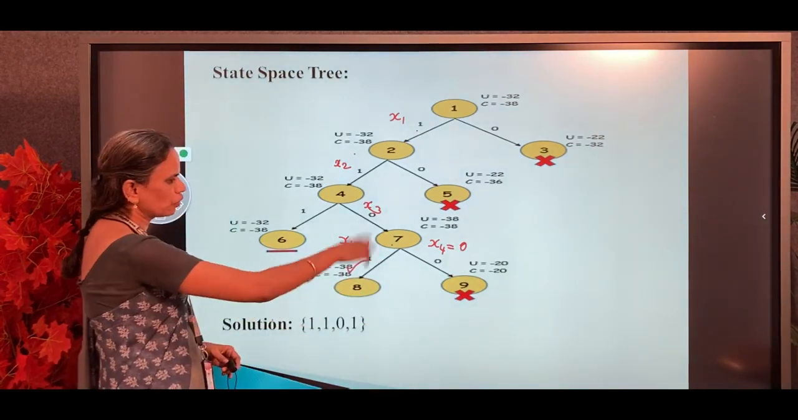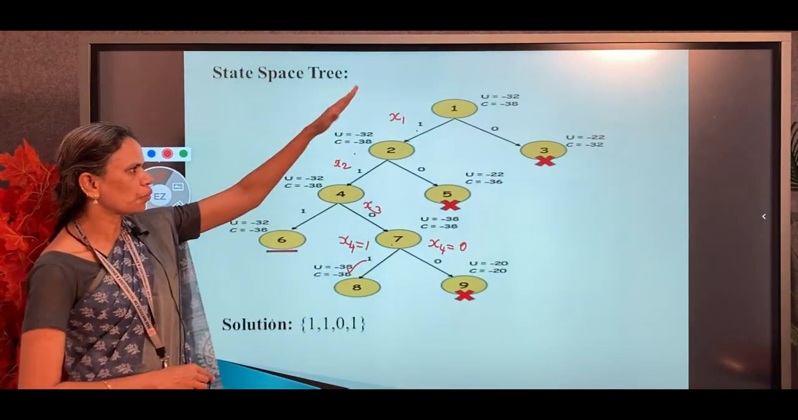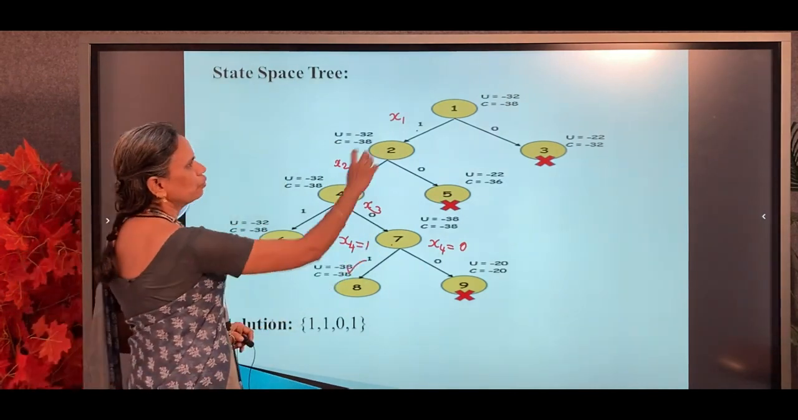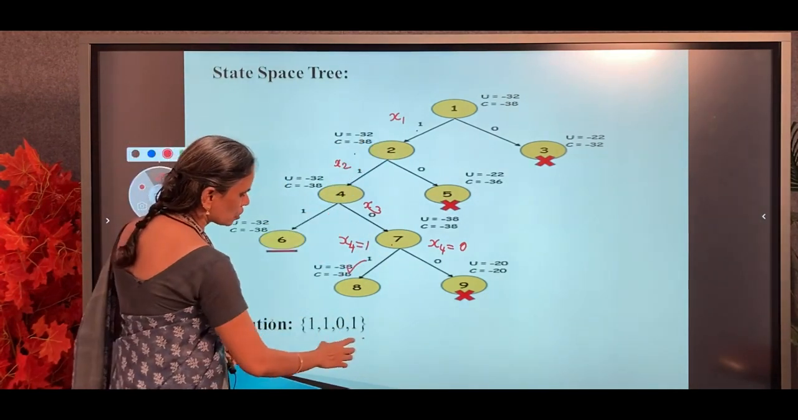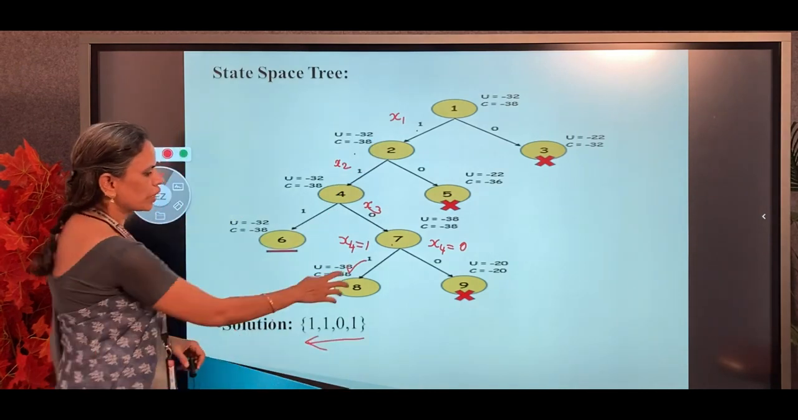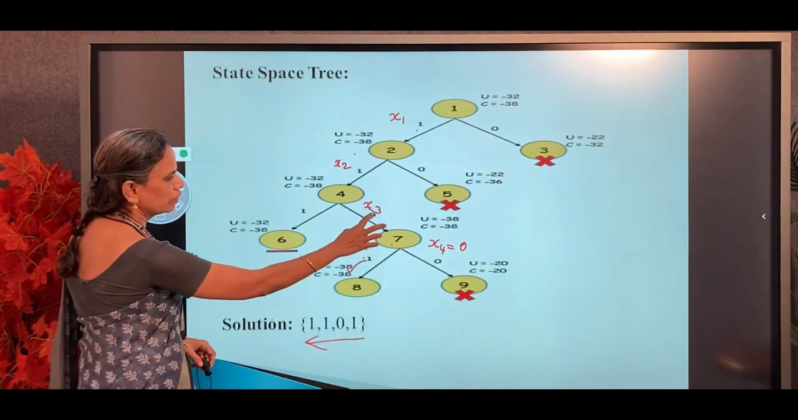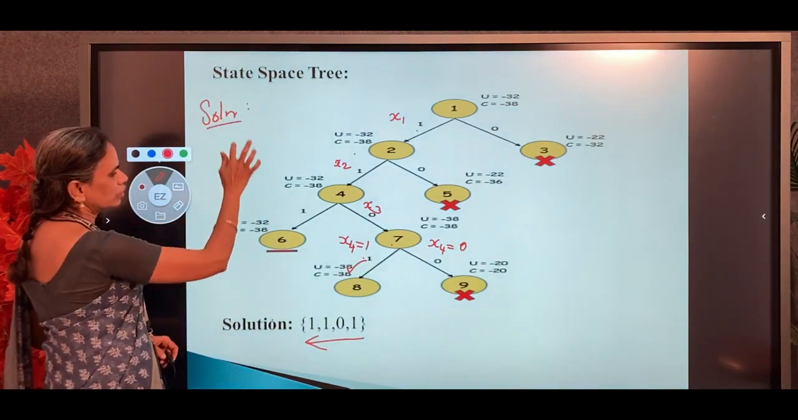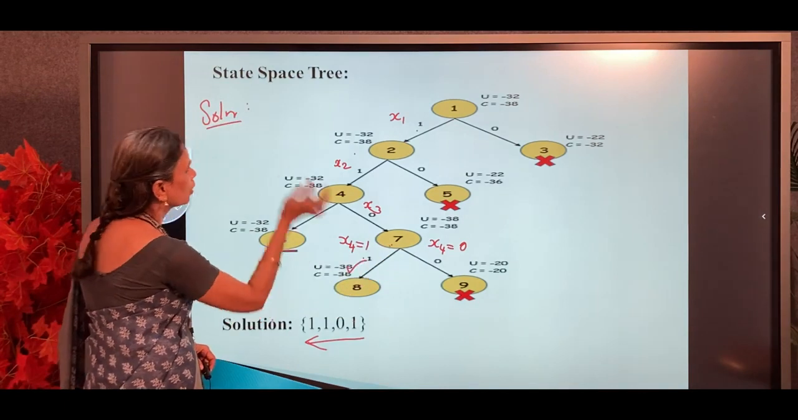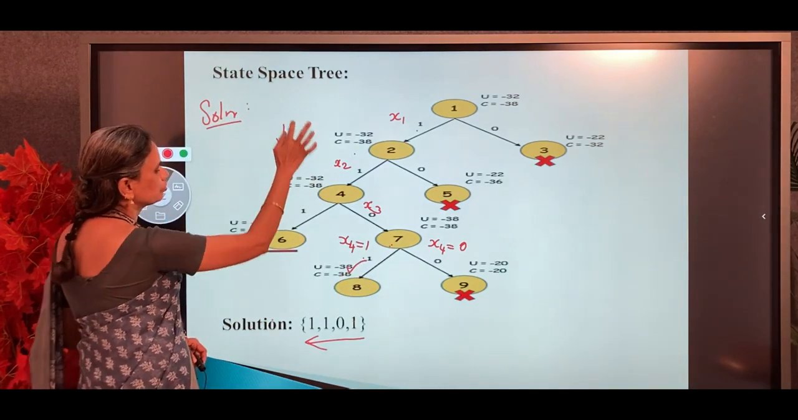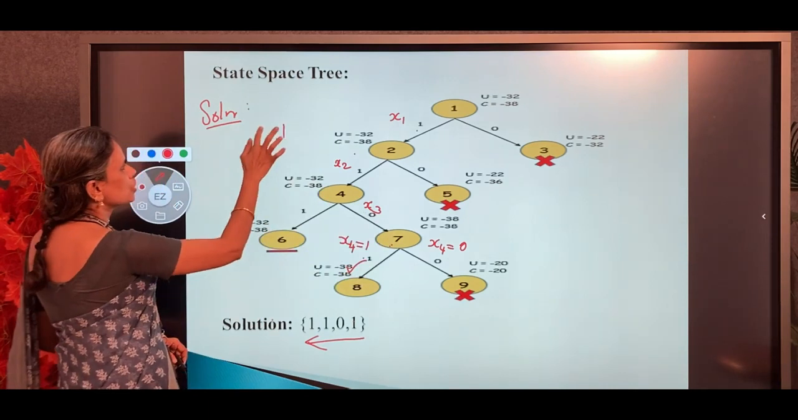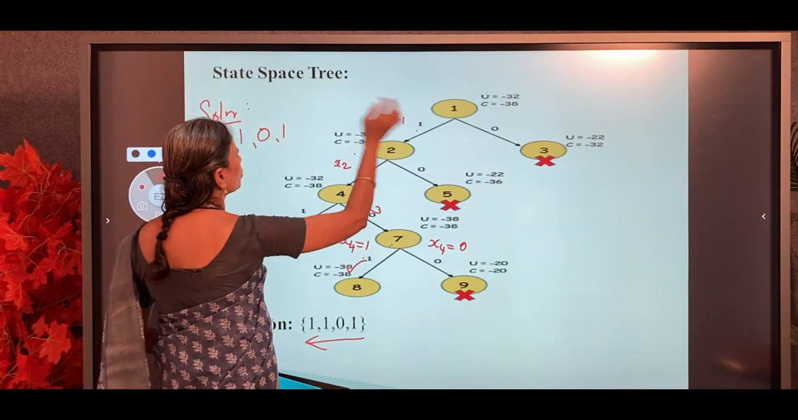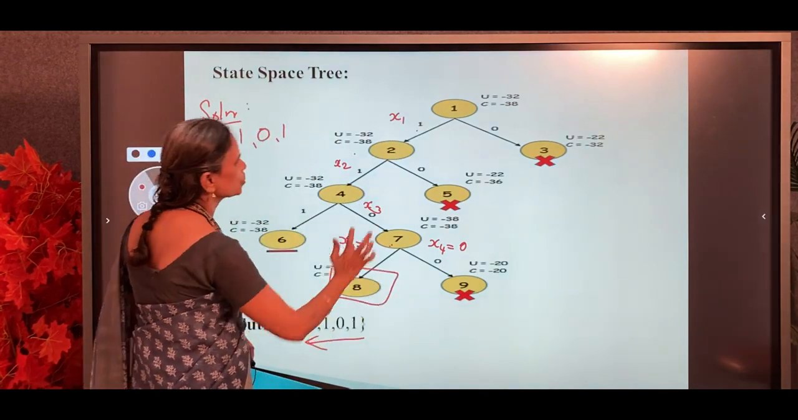So how we are going to find the solution: trace the route from the leaf to the root and write it in reverse order, from right to left. So here from 8 to 7 we got 1, next from 7 to 4 we got 0, then 4 to 2 we got 1. This is the path we came here. This is the solution node. Final solution node will be here.